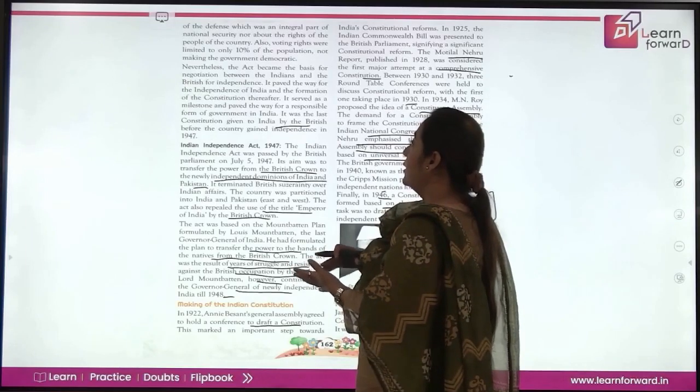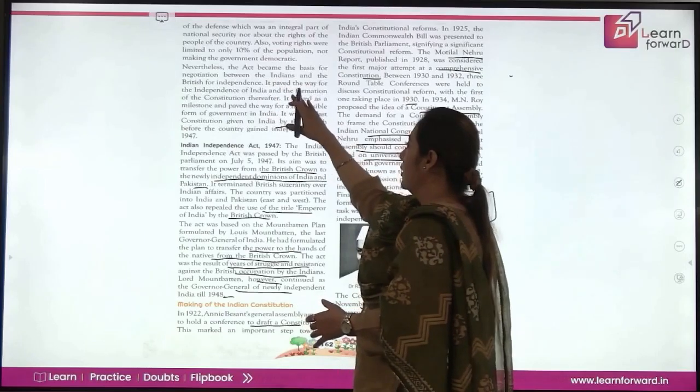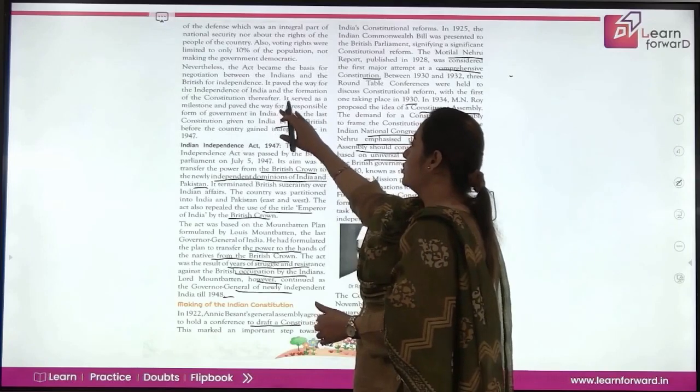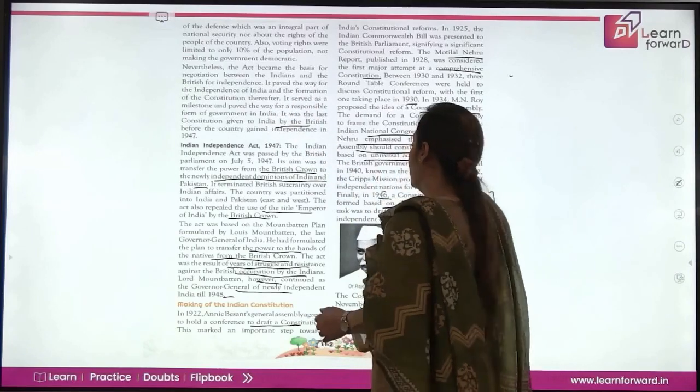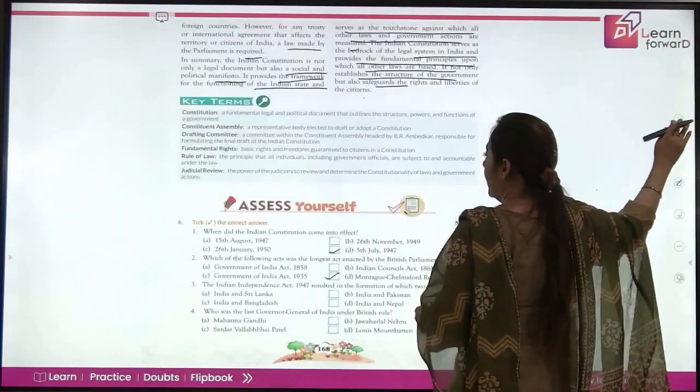But this was a basic act which formed the negotiation between the Indians and the British for independence. It paved the way for the independence of India and the formation of the Indian Constitution. It served as a milestone and paved the way for responsible government, and finally the Constitution was adopted in 1950. Now, let's come to the last question.